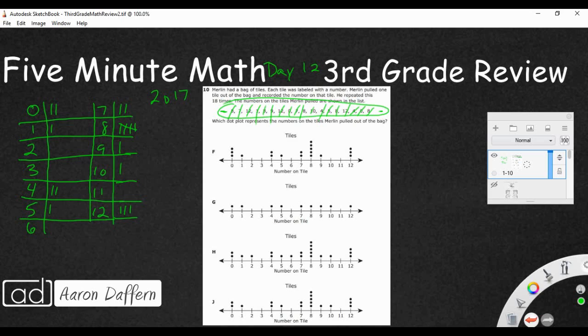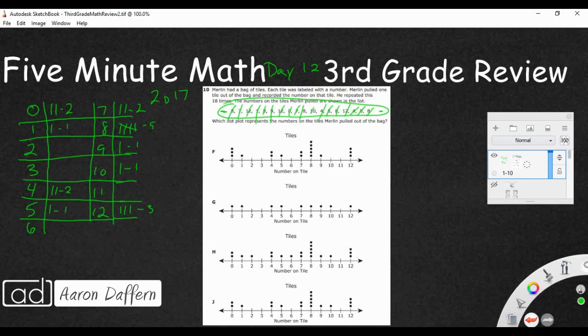Now I have my data set, and I can put some numbers here. That's 2, that's 1, that's 2, that's 1, 2, this is 5, 1, 1, and 3. So I've got some blanks. I shouldn't see any 2s, 3s, 6s, or 11s.